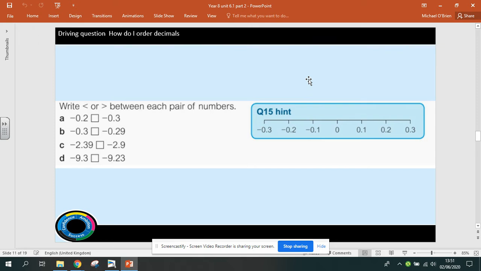Okay, so a similar sort of thing here, but we've got a mixture. We've got positive and negative numbers. Now on this number line, any number that is to the right is bigger than any number to the left. So the numbers are at their biggest here and their smallest here. That means minus 0.2 is bigger than minus 0.3. If you want to think of this in a different way, think of it that it's further from 0.